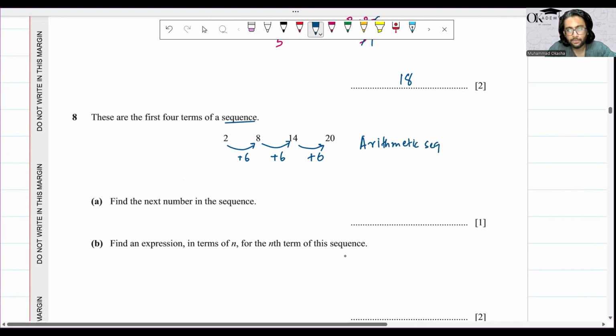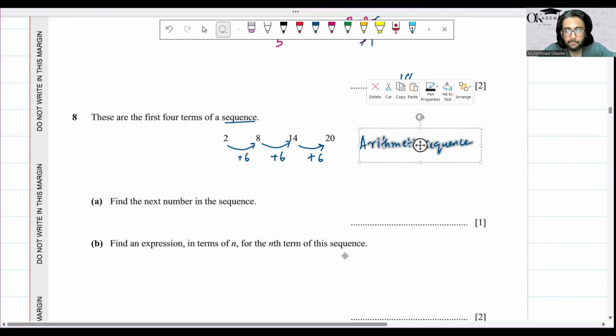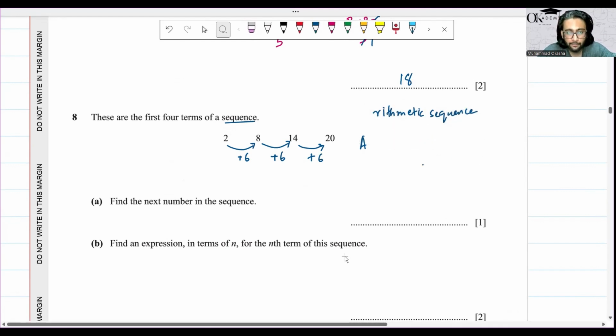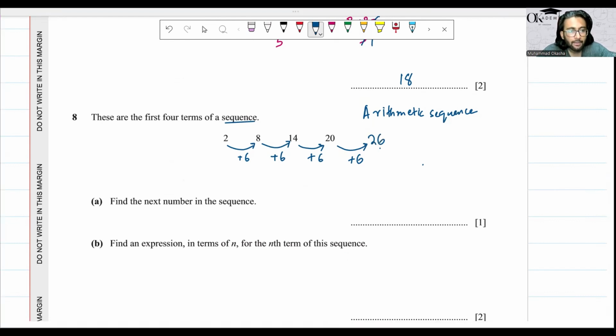Arithmetic sequence. All right, find the next number in the sequence. I think it should be pretty simple, because if you're getting every next term by an addition of 6, you might as well do another plus 6 and that'll be 26. That's really simple. 26. Next, find an expression in terms of n for the nth term of the sequence.